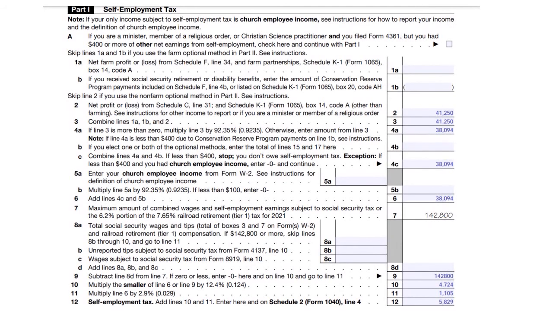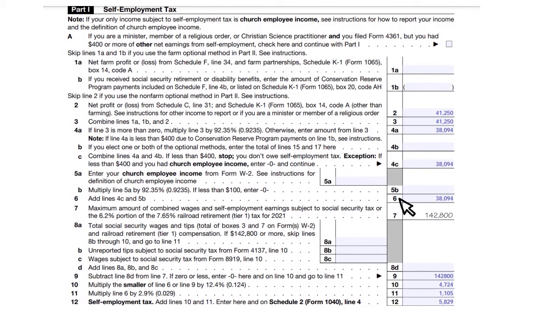What's going to happen here is that you put the same number on line 4C. The same on 4A, you put the same number on line 4C. And here you put the same thing on line 6. Now remember, if you go to line 9, you have to put what the IRS told you to put, 142,800. And you multiply to get what we have here. You have to multiply what you have on line 6, the $38,094, by 12.4%. Remember, that's the FICA part of things. And you have to multiply line 6 by 2.9%. That's the Medicare part of it.